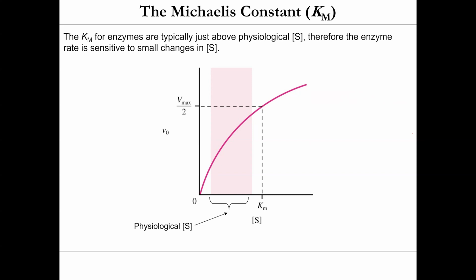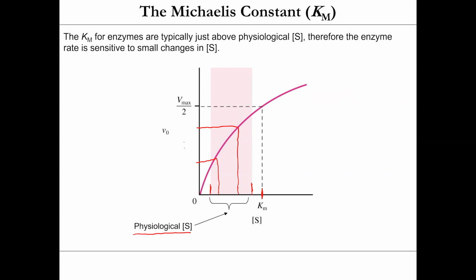And so it also turns out that the Km for most enzyme substrate interactions that are important for biochemistry are typically just above the physiological substrate concentration. So you can see here in this graph, here's half of Vmax, and then here's the Km, and then this pink region here is showing the physiological concentration of that particular substrate. So this allows the enzyme to be more sensitive to small changes in substrate concentration. So if you go from here to here, then that's quite a big difference in the velocity of the reaction.